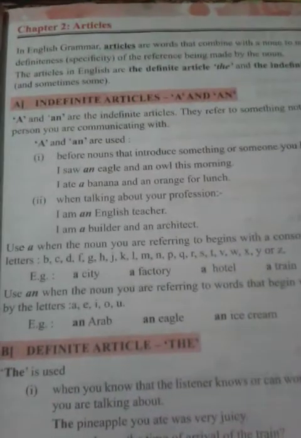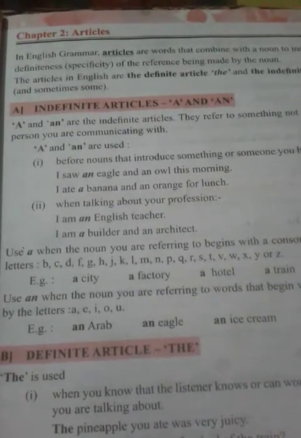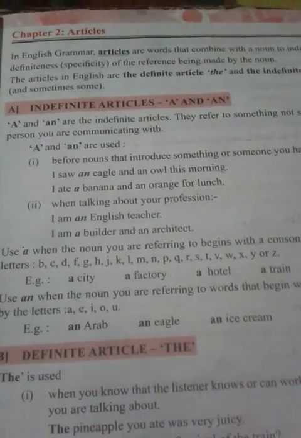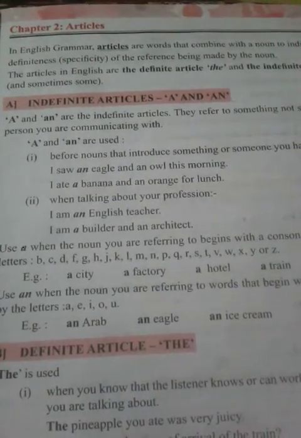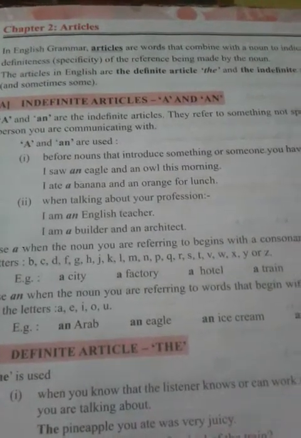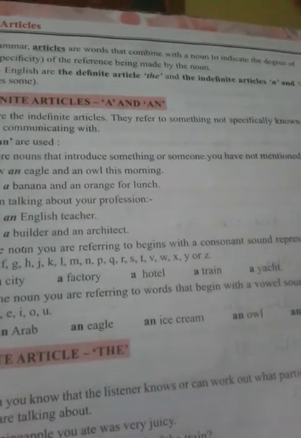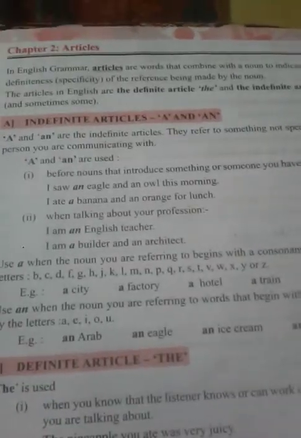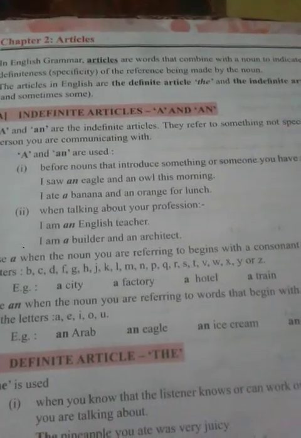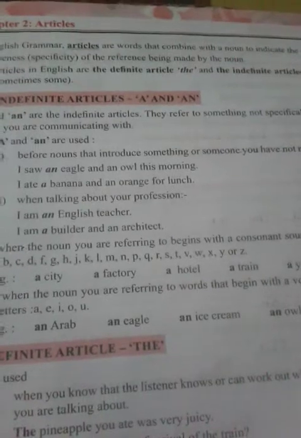Hope all are fine. Now we are going to see chapter 2 English grammar, chapter 2 standard 8. The name of the chapter is articles. In English grammar, articles are words that combine with the noun to indicate the degree of definiteness, that is, specificity of the reference being made by the noun.